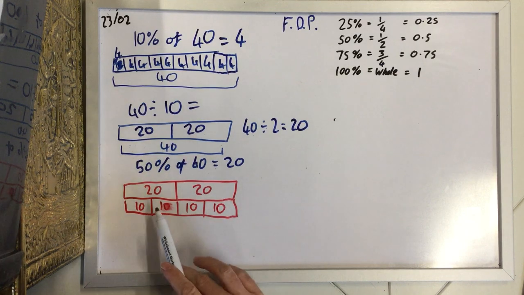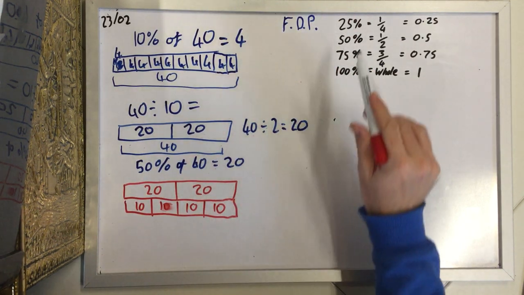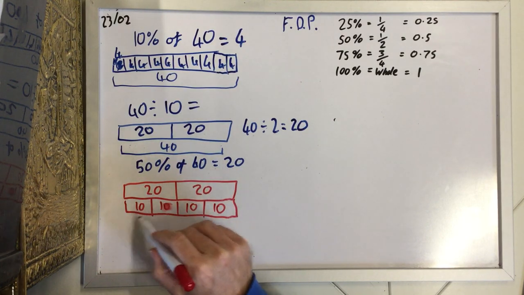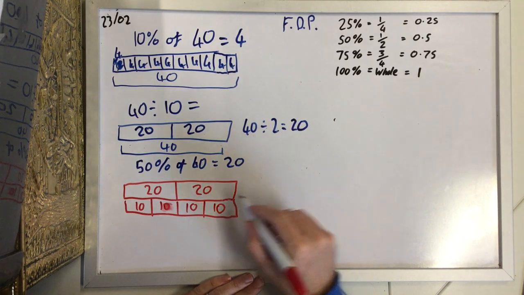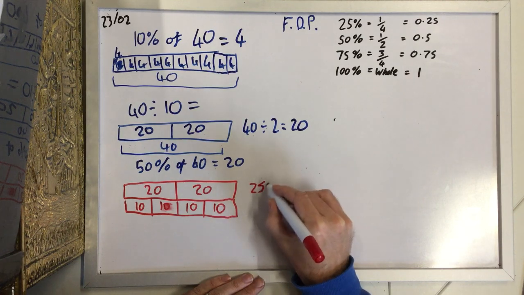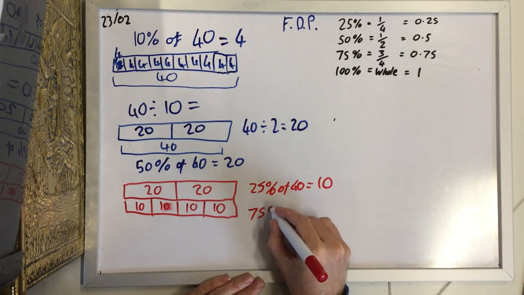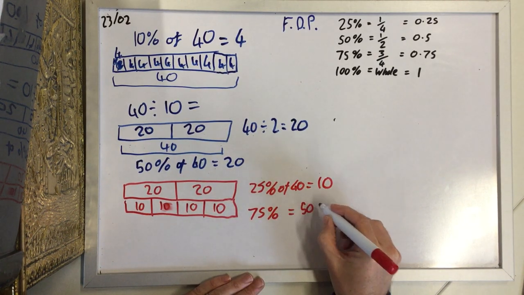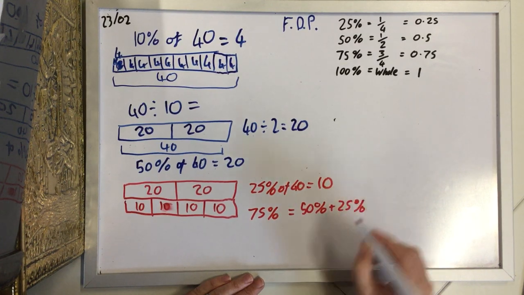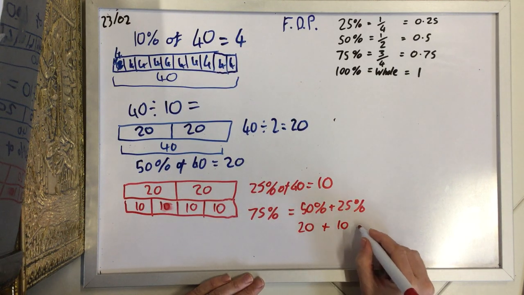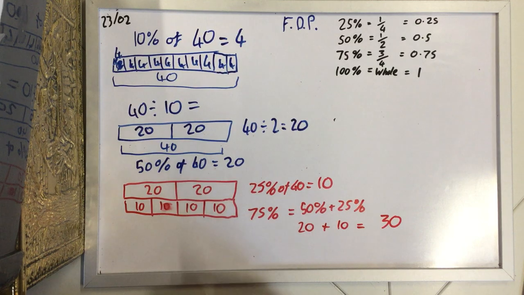Okay. Then in that same way, because you can find 25% from 50%, you've now also found 75% by using your 50%, 20, and adding 25%. Okay. So we found 25% of 40 equals 10, and therefore 75% is the same as 50% plus 25%, which in this case is, so 50% was 20, 25% was 10. And our answer is 30. Okay, so that's finding 10%, 50%, 25%, and 75%. Okay, which is our today's questions.